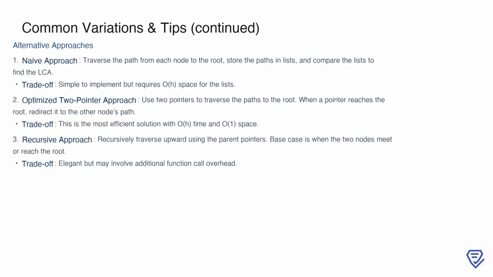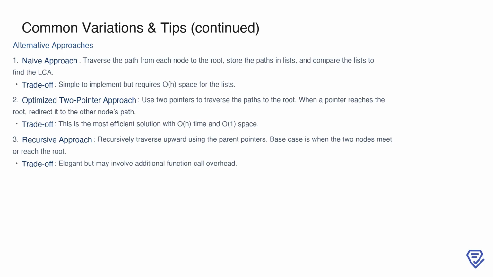There are multiple approaches to solving this problem, each with its own trade-offs. The naive approach involves traversing the path from each node to the root, storing these paths in lists, and then comparing the lists to find the LCA. While simple to implement, this method requires O(H) space, as it stores the paths explicitly.